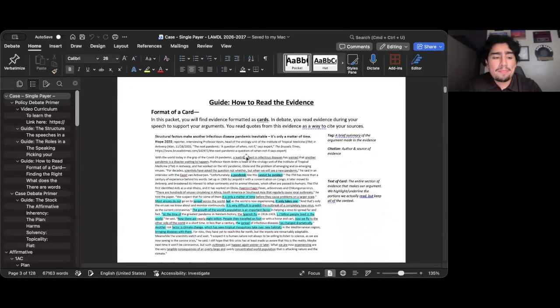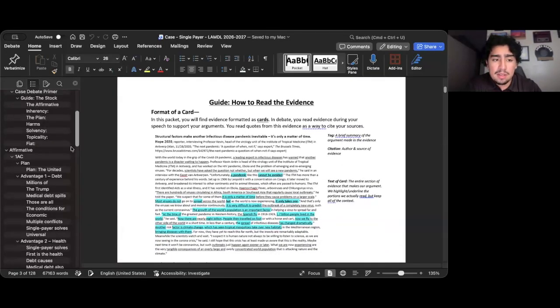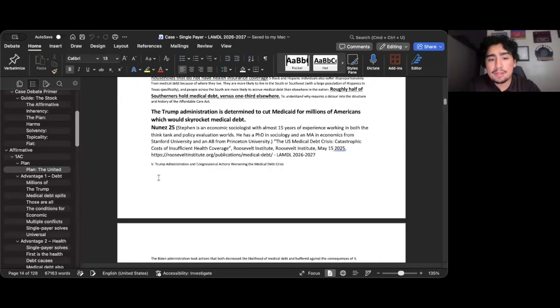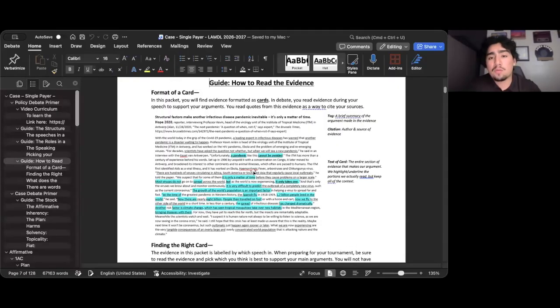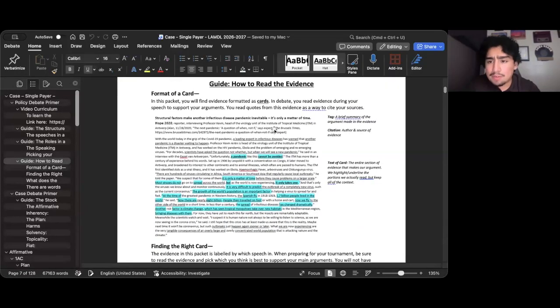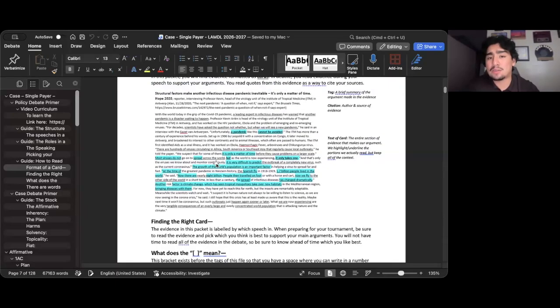But what you're going to notice a lot of, and the primary bulk of your files, is going to be these things called evidence. So this is the 1AC file, for example, and I just want to go over how to read the evidence itself. So in debate, you use evidence in a format called card formats. So in this packet, you will find evidence formatted as cards. In debate, you read evidence during your speech to support your arguments. You read quotes from this evidence as a way to cite your sources.